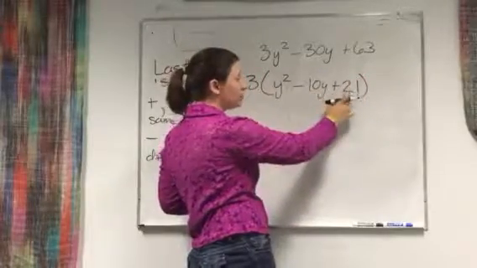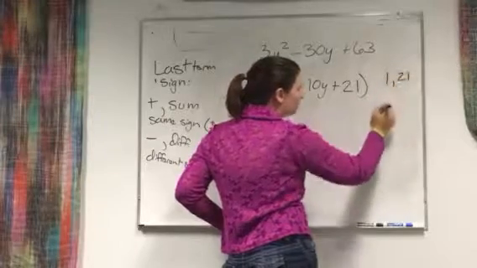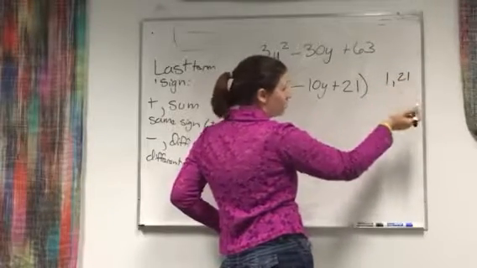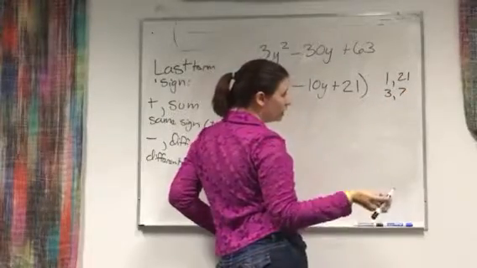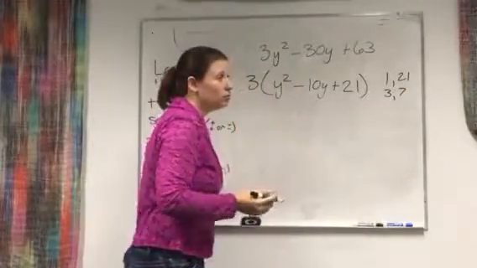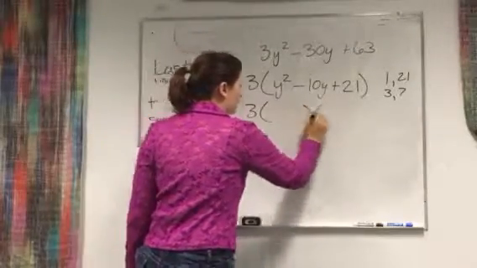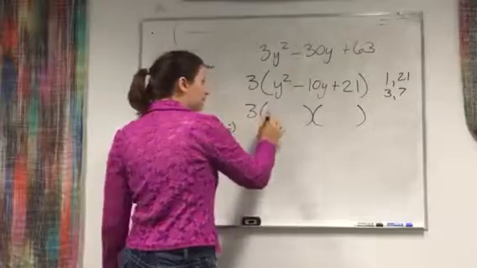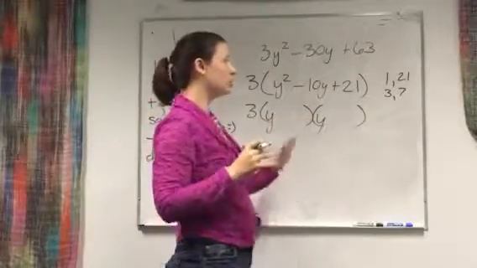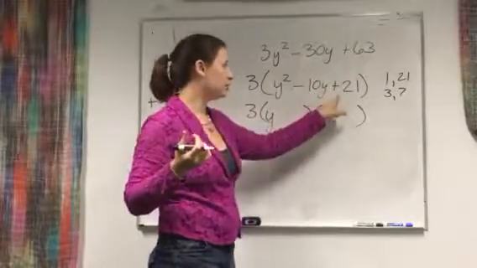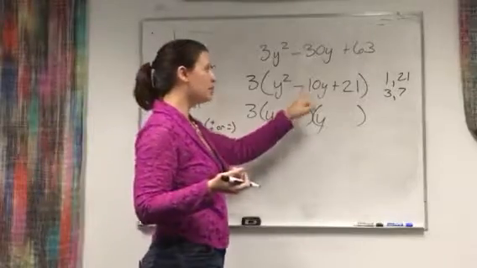So we're really just now thinking about the 21. 21 is 1 and 21. 2 doesn't go in, so then 3 and 7. 4 doesn't go in, 5 doesn't go in. So we're good. Okay, so now we have our groups, right? We know y and y. Now we need to think about, do we need a sum or a difference? It's a plus. We know plus means sum. So we want a sum of 10.